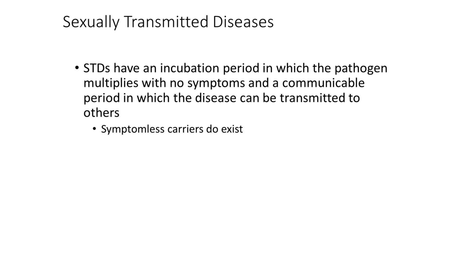Okay, so in this lecture, we are going to talk about sexually transmitted diseases. STDs have an incubation period in which the pathogen multiplies with no symptoms and a communicable period in which the disease can be transmitted to others. So you can have a carrier that is symptomless, meaning that they would have none of the symptoms, but they actually are infected. And they can infect somebody else even though they are not showing the signs and symptoms of the disease.